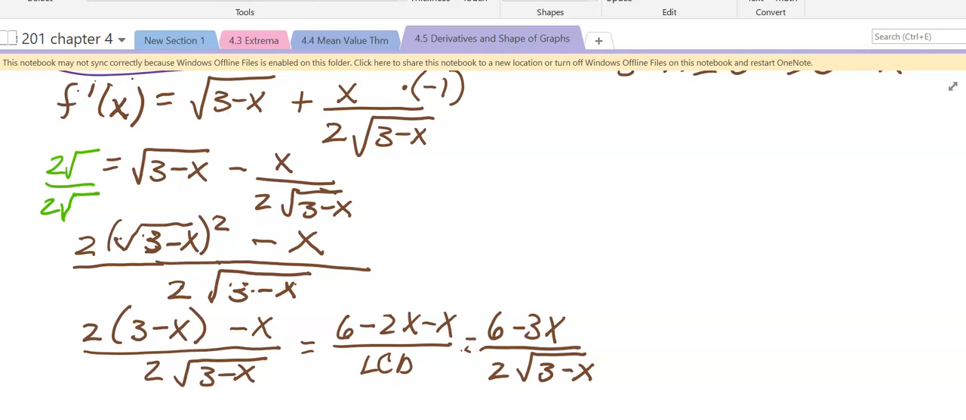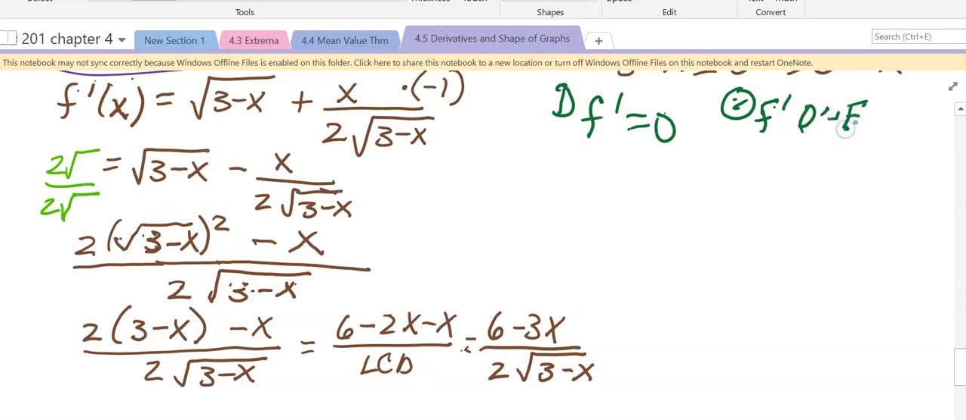Now let's find our critical points. Looking at this particular version of the first derivative, I need to know two places. I need to know when is the first derivative equal to 0, and secondly, where is the first derivative not existing but the function does.